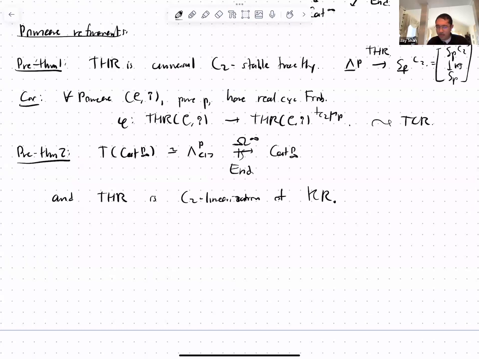So I'm not going to explain proofs, can't possibly get there, but I'm going to try to at least explain the content of these statements, and in particular, what is this category of Poincaré cyclic graphs?